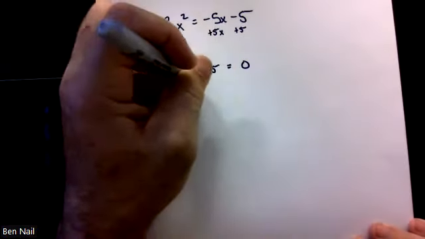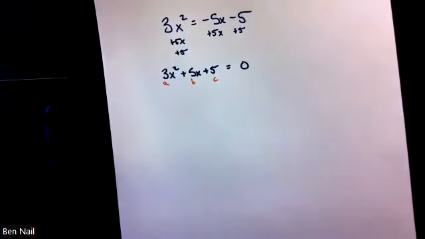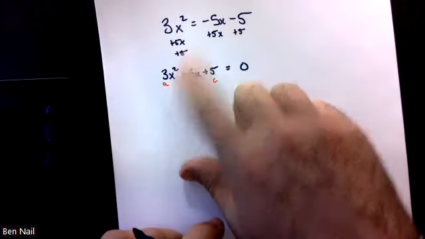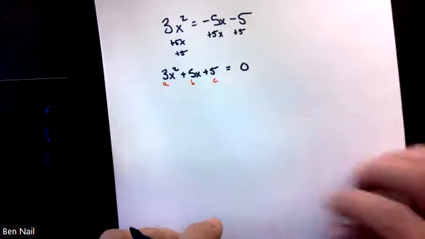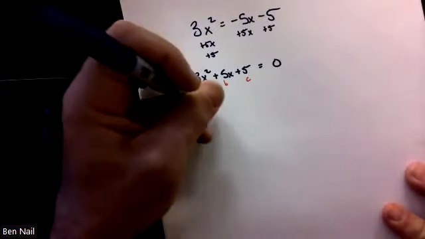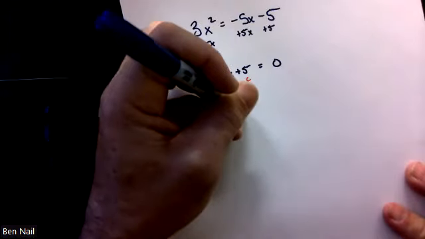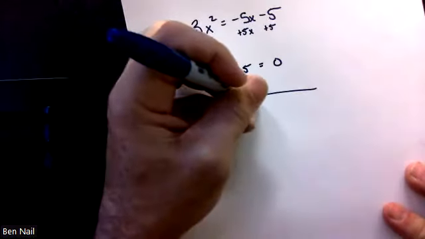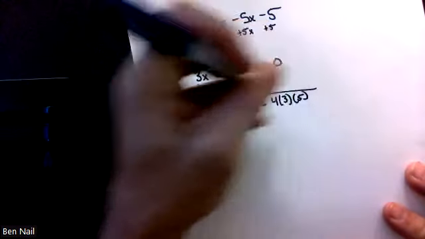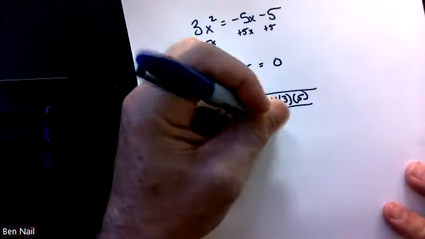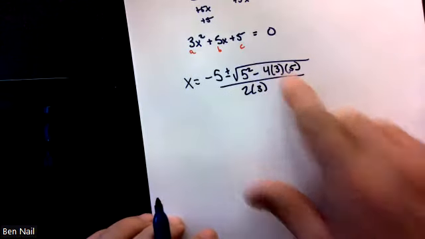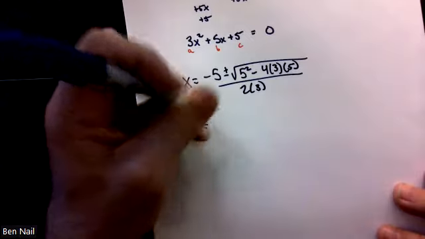So again, there's my a, there's my b, there's my c. And again, if they have them in the wrong order, remember the x squared needs to go first, then the x term, then the constant. All right, x equals negative b plus or minus the square root of b squared minus 4 times a times c all over 2 times a. Now, we had an a value of 3 instead of 1, so again, that's going to make this a little different.